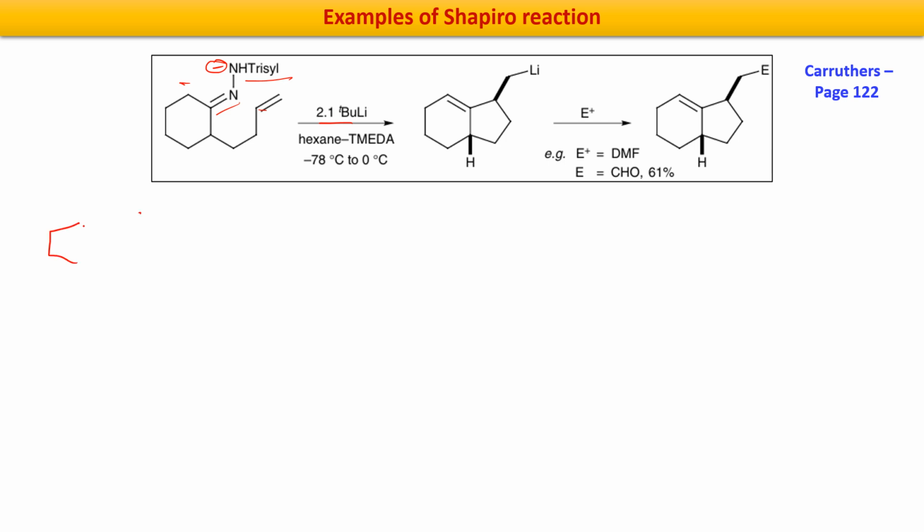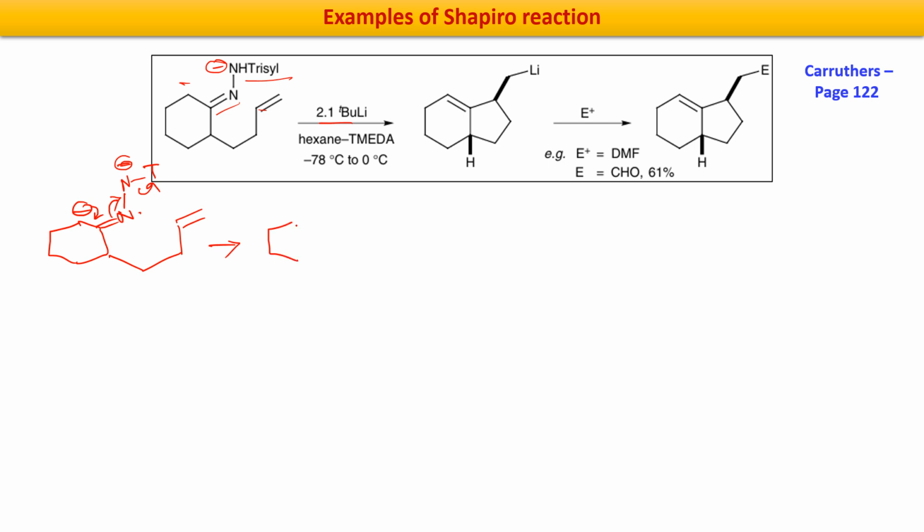So the product that we will get, negative charge over here, then N negative, and then we have this trisyl group, and this part it will be present as it is. Now what will happen, as there is already presence of some C=C double bond in this molecule, some different types of mechanism we can observe.